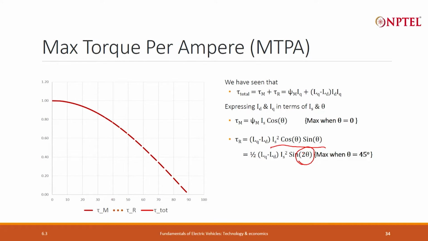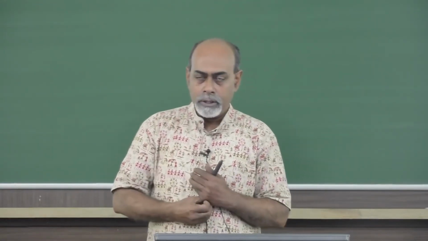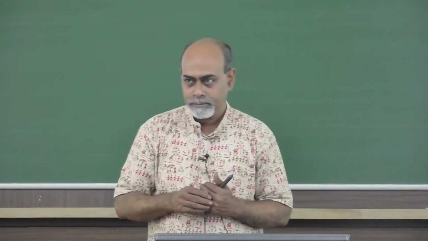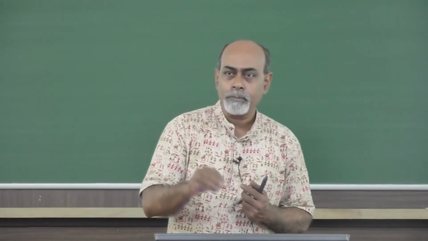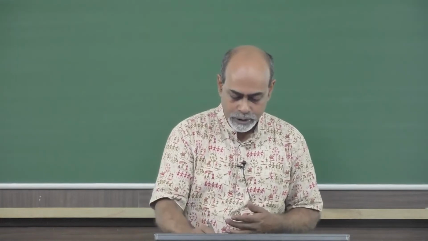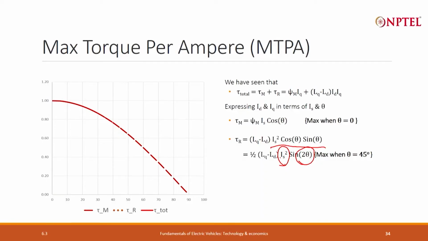On the one hand, I want you to observe two things about reluctance torque. It depends upon 2 theta, and it is also proportional to square of the current, not just the current, but the square of the current. We will come to that in a minute. But what we can see directly from the 2 theta is sin 2 theta can have a maximum value of 1. That will happen when 2 theta is 90 degrees, that means theta is 45 degrees. So, if I plot the reluctance torque with respect to the theta, I will get a graph like this.